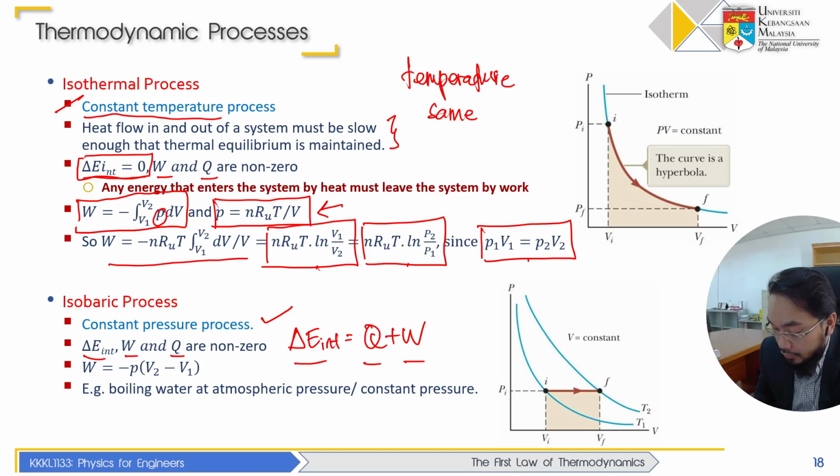So when you plot the PV diagram, it must be a horizontal line like this. Therefore, the work done is very straightforward, which is a rectangle. You can calculate that straight away without doing the actual integration.